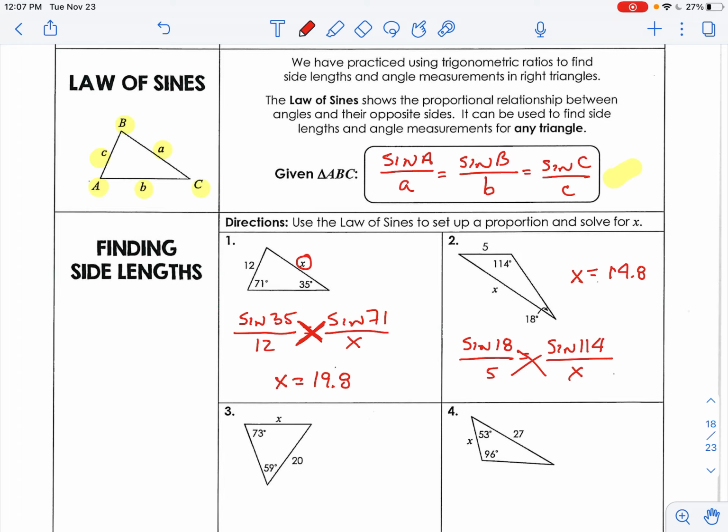If we do the quick sanity check here, does that make sense? Yeah, 14.8 is obviously a lot longer than 5, since 114 versus 18.